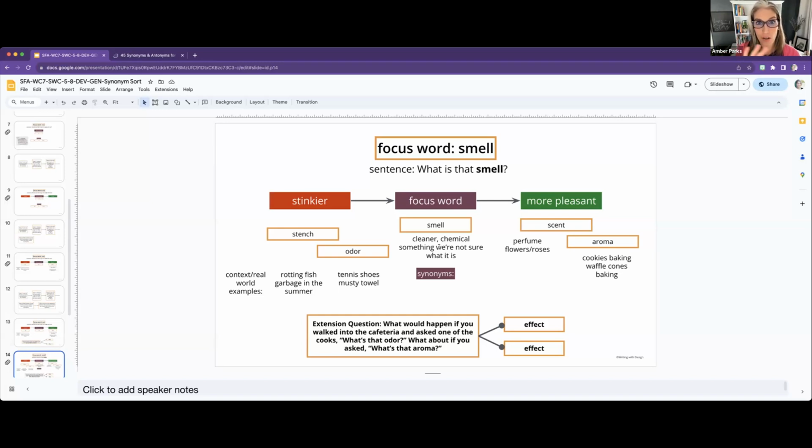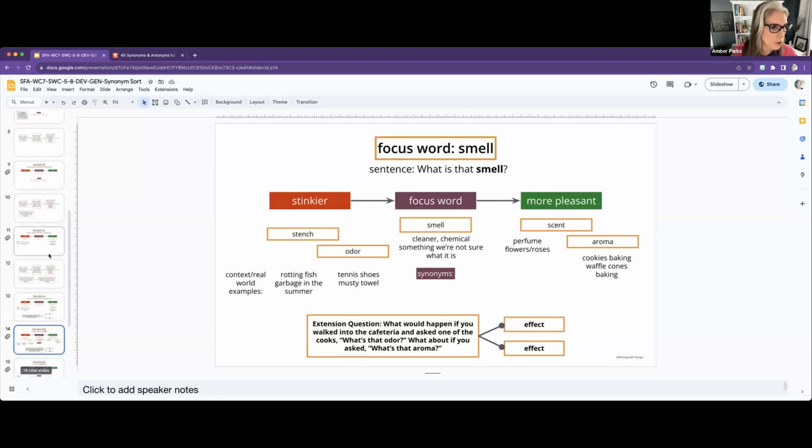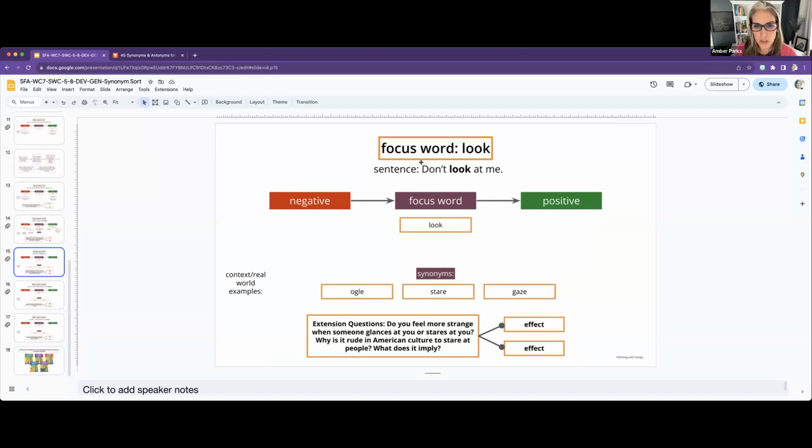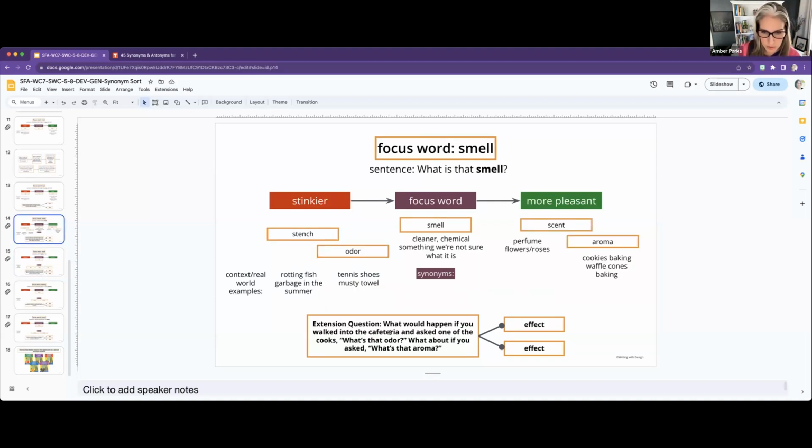So words like smell can go kind of either ways, right? We would never hear someone say, what's that aroma? Right? That doesn't make sense. So sometimes words have an intonation change that indicates where they fall on the spectrum, but other words always have a connotation to them, like stench and odor and scent and aroma. Okay. So as we keep going through this presentation here, we go back onto this one. You can see here, you're going to have more focus. Oh, actually, we forgot this part right down here. What would happen if you walked into a cafeteria and asked one of the cooks, what's that odor?